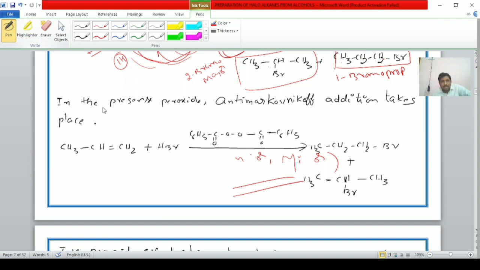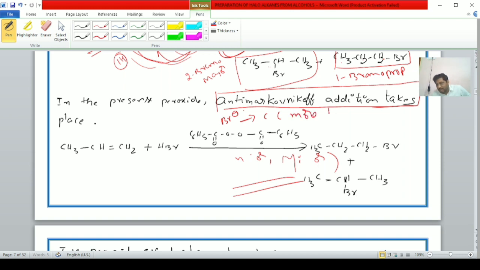Right, students. In the presence of peroxide, anti-Markovnikov addition takes place. Markovnikov addition means the negative part of the reagent is added to the carbon containing the fewer hydrogen atoms. Anti-Markovnikov addition means the negative part of the reagent is added to the carbon atom having more hydrogen atoms.